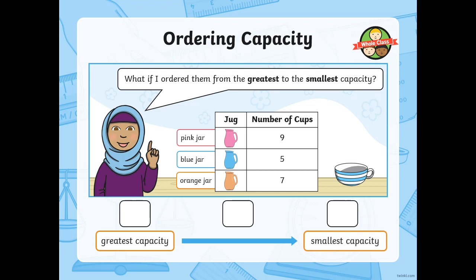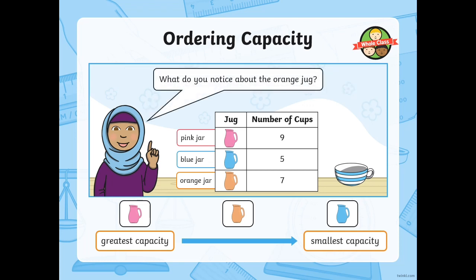So it's going to be the pink jar. And then we're going to have the next one up, which is the orange jar with 7 cups. And finally, the blue jar, which only has 5 cups. What do you notice about the orange jug? That's right, it stays in the middle.